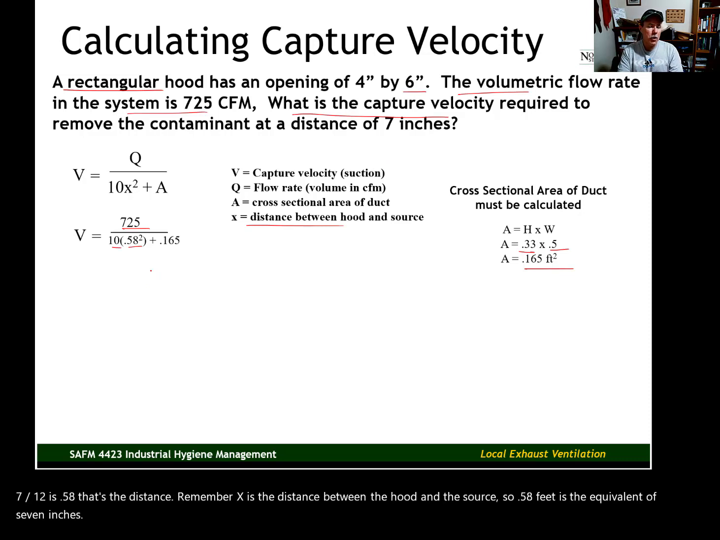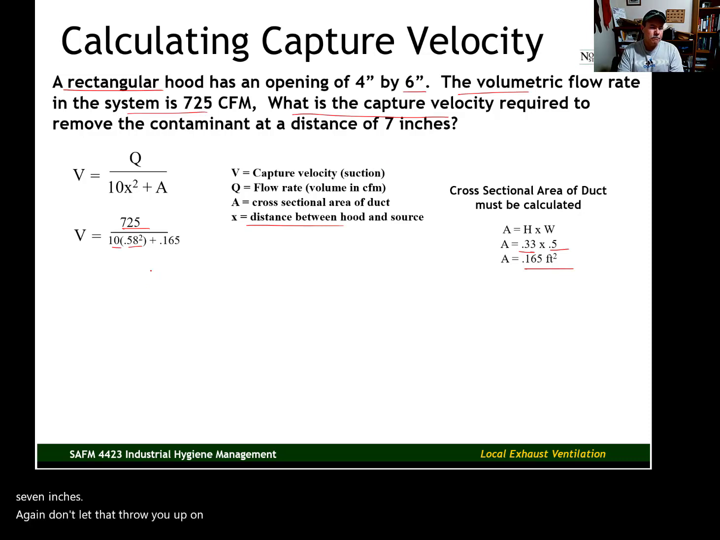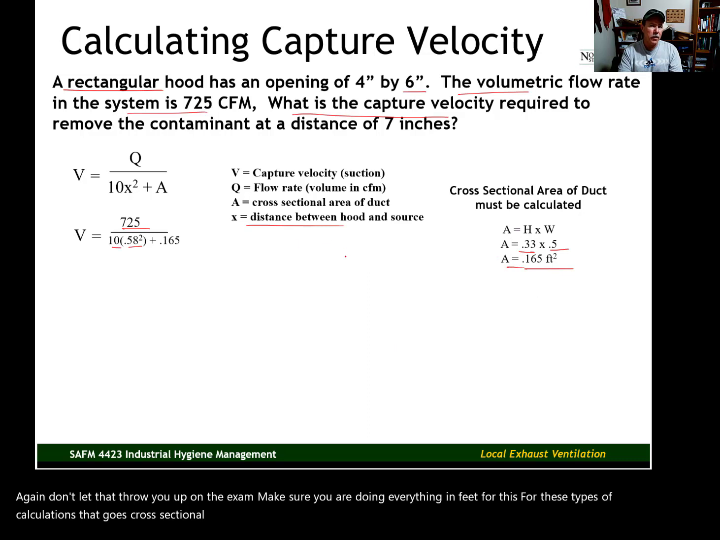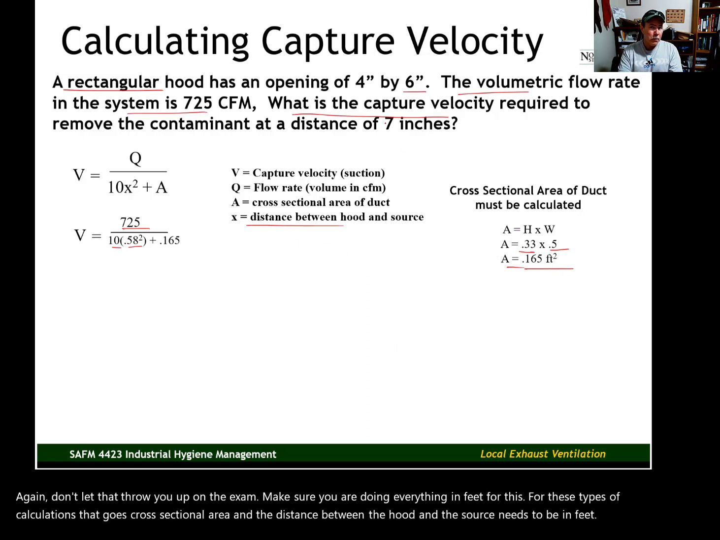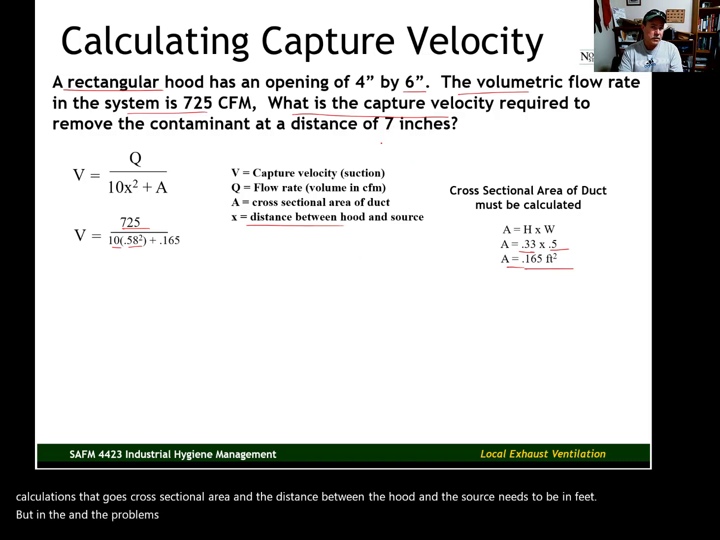Again, don't let that throw you on the exam. Make sure you're doing everything in feet for these types of calculations. That goes for cross-sectional area, and the distance between the hood and the source needs to be in feet. But in the problems, it'll normally be given to you in inches. So again, don't let that throw you.